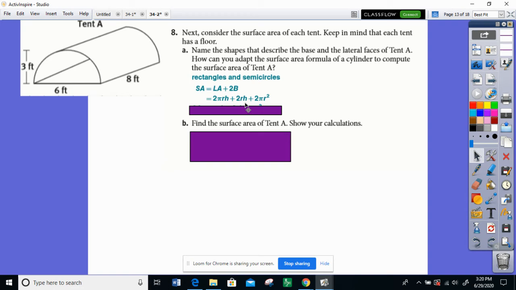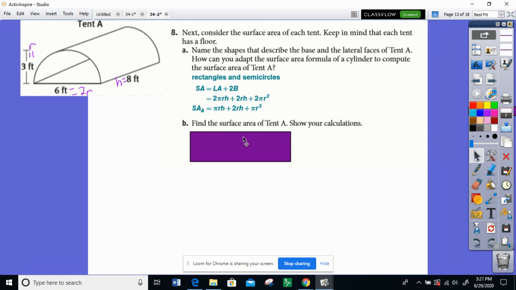Now where does this 2rh come from? 2r is this length, 6 feet. If the radius is 3 feet, then double that is 6 feet. Okay, and then this length of 8 feet is the height. But for tent A, we only need the area of one base. Why is that? Because we've got one semicircle here plus another semicircle over here. We're also doing only the top half of the lateral area, so that's why we changed this 2 pi rh, the lateral area for a cylinder, to just pi rh, the lateral area for tent A.